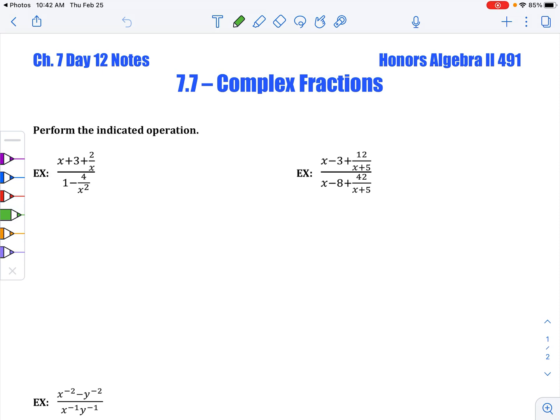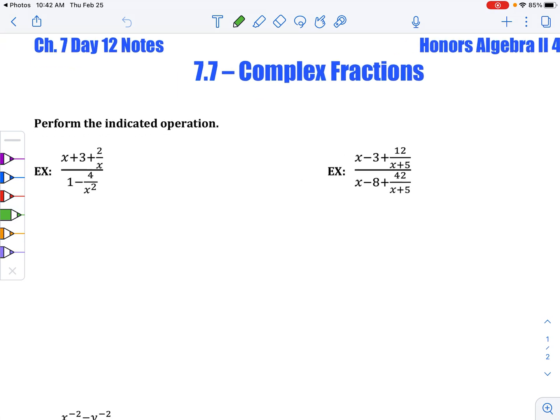So looking at this, we already are seeing there's fractions inside of fractions, there's variables, there's coefficients, there's a lot happening. So we want to make it our best effort to simplify this and to make our lives as easy as possible. So let's just jump on in.